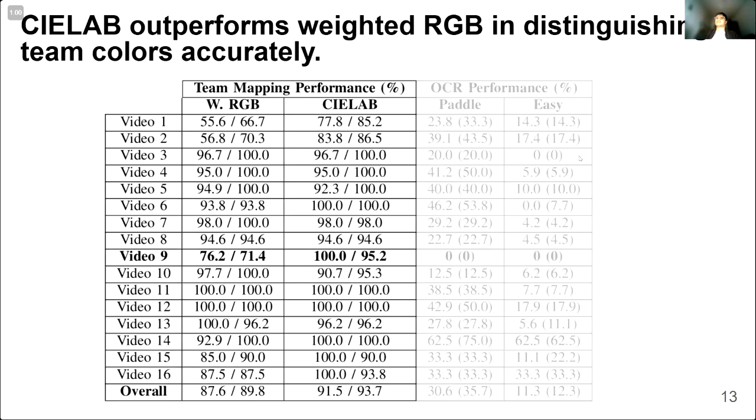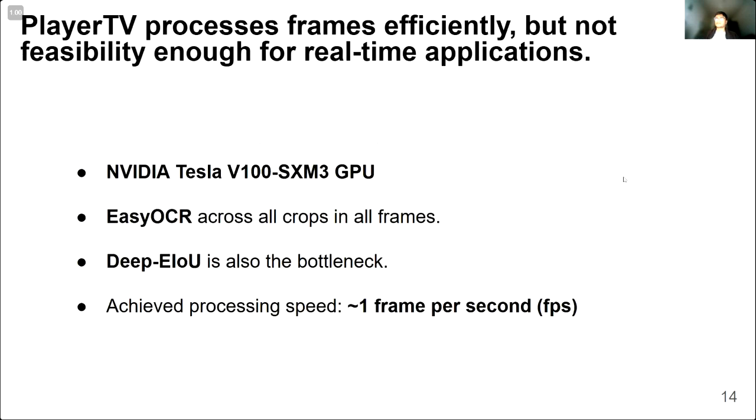And our experiment shows that the CIELAB color space outperforms weighted RGB in distinguishing team colors using the clustering approach I showed before. This CIELAB color space achieves an accuracy improvement of nearly 4% overall. And this table illustrates the performance difference, highlighting the significance of accurate team mapping for this pipeline's success.